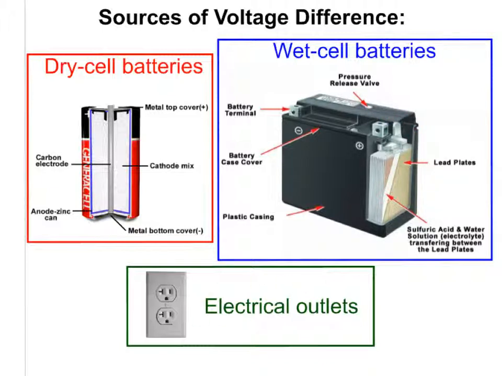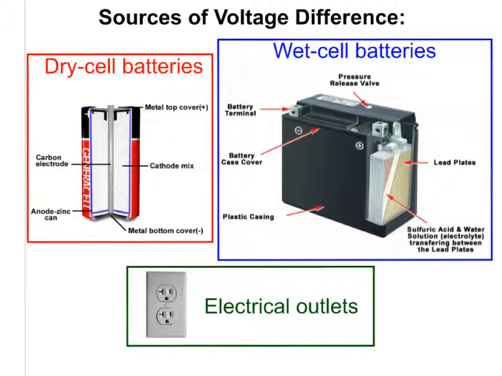Electrical outlets also provide a source of voltage difference. We've all used those. They usually, in the United States, give us 120 volts of voltage difference. There are some special outlets that can give 240 volts of voltage difference. And just to give you a rough idea, if we have a car battery that has 6 cells, each cell provides 2 volts, so these would typically give a voltage difference of about 12 volts.